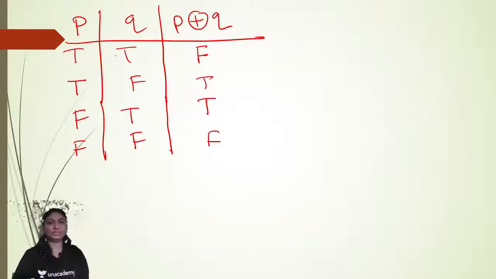If both are true, then it is false. If both are false, then it is also false. Only when one of them is true, then it is true. One of them is false, then it is true. Okay. So this is your either or statement.